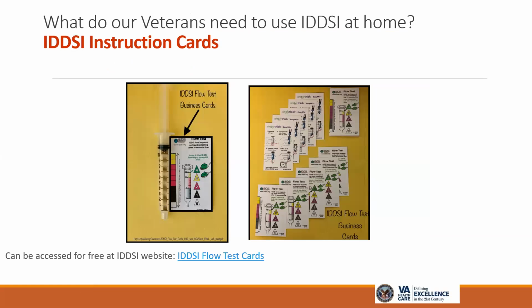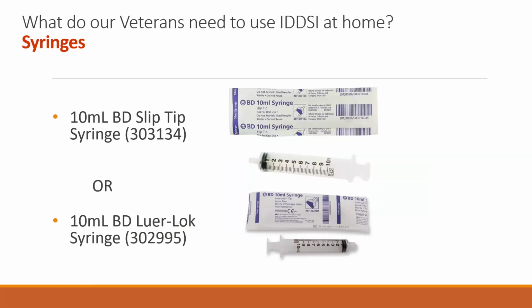Next slide. We also include syringes in our array of take-home items, as well as multiple testing flow cards, making sure that they understand the flow tests. Next slide. We, in North America at least, are using BD slip tip or luer lock syringes, and you can see the item number there. These are widely available. They can be obtained through supply chains in your hospital. I think the argument for purchasing these is strong.